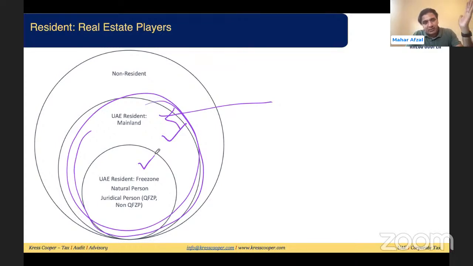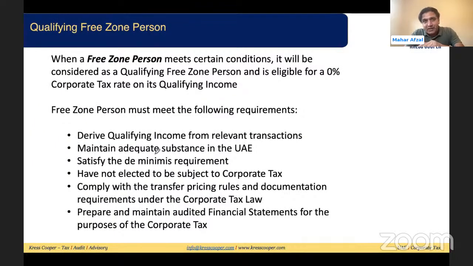Who will be the resident? Who will be the non-resident? Natural person, resident, juridical persons. What will be the income subject to tax? Exactly based upon the same parameters, we can classify and assess what will be the status of the contractor, developer, subcontractor, brokers, owners. So all these parties can be resident persons, qualifying free zone persons, natural persons, juridical persons, or non-resident persons, and might be out of the scope as well. So based upon this, we will assess their taxability as well.